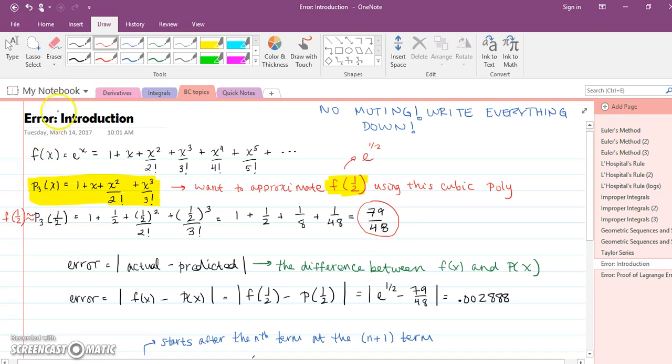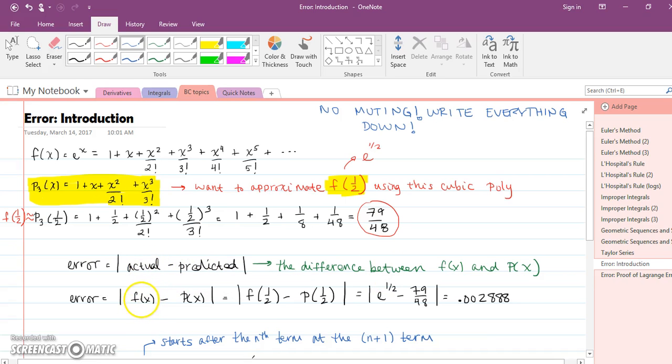In class, we talked a little bit about error, just a very brief introduction. And we decided, or you've seen this before in science classes, that error is equal to actual minus predicted. You do the absolute value of it so you get the magnitude, because sometimes one is bigger than the other. You just want the number. The sign doesn't matter. So the difference between your function value and your polynomial is your error.